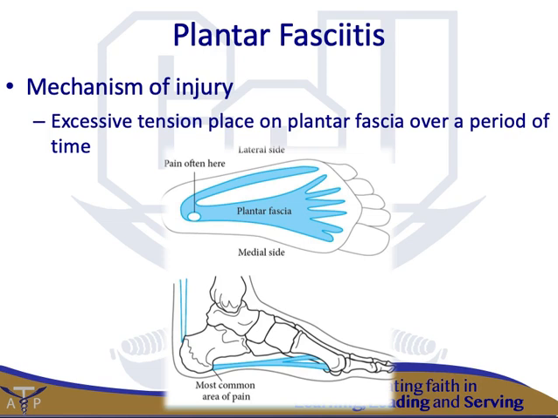This injury is caused when there is excessive tension placed on the plantar fascia over a period of time. And really what we see is runners that have that repetitive motion of running over and over again are really susceptible and predisposed to acquiring plantar fasciitis. Also, we commonly see this in overweight and pregnant athletes and also those that wear poorly supportive shoes.